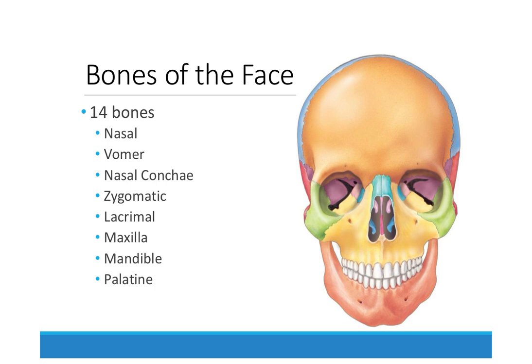Now let's move on to the bones of the face. So we've got the frontal bone here. We're talking about kind of everything below this point. There are 14 bones that make up the face in various shapes and sizes, and they all sort of fit together like a puzzle to create that very complex structure that is our face.